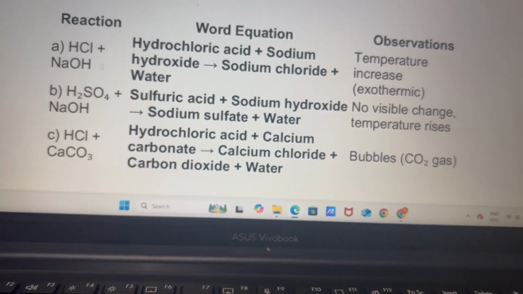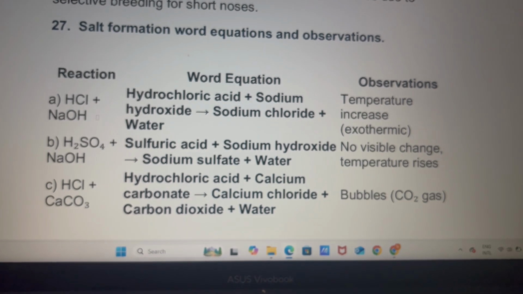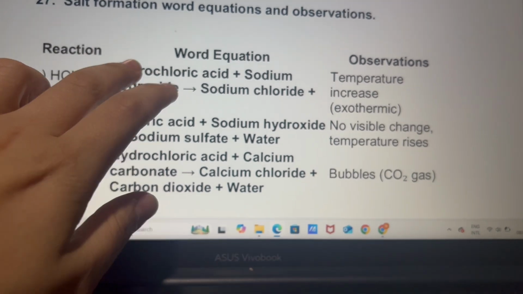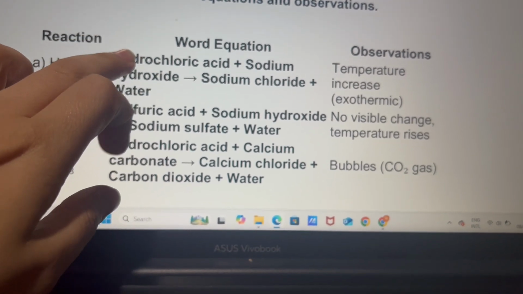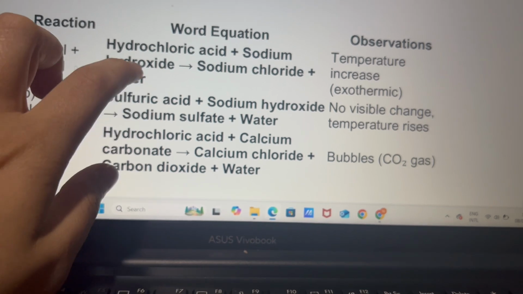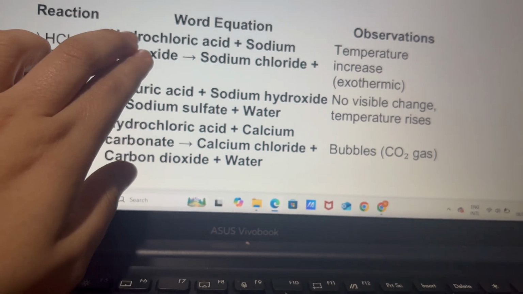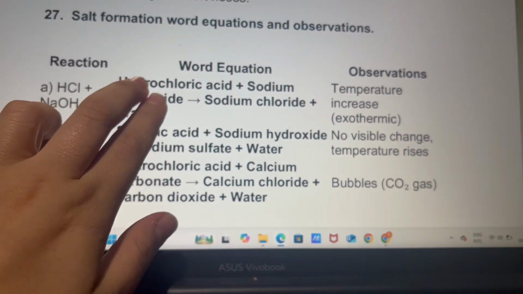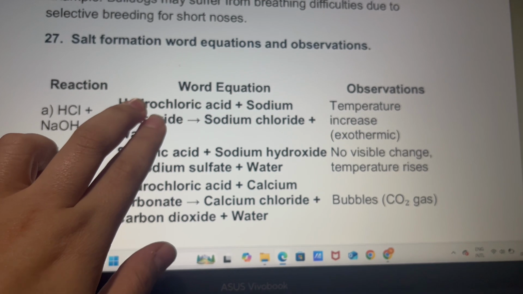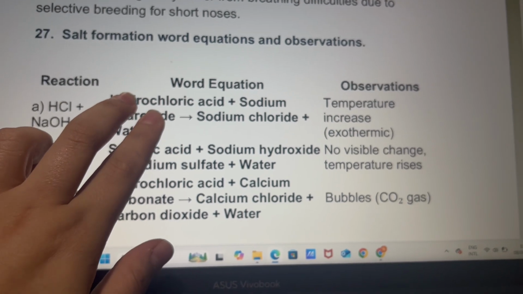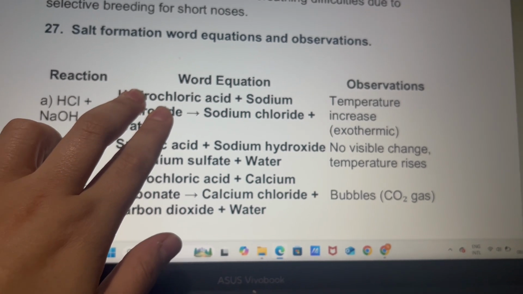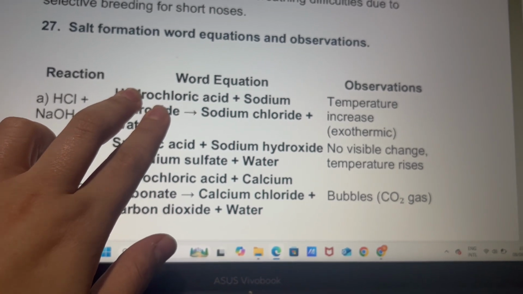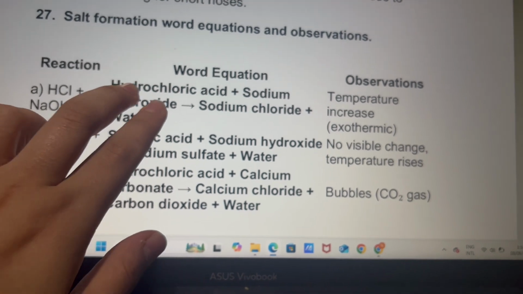The name of the salt is the one that changes and you need to memorize it. You take it from the acid and the base. So here the hydro and the hydroxide form the water, and whatever is left forms the salt. So here, just remove the hydro and the hydroxide and see what is left. You have the sodium and you have the chloric part. So you have sodium chloride as a salt.